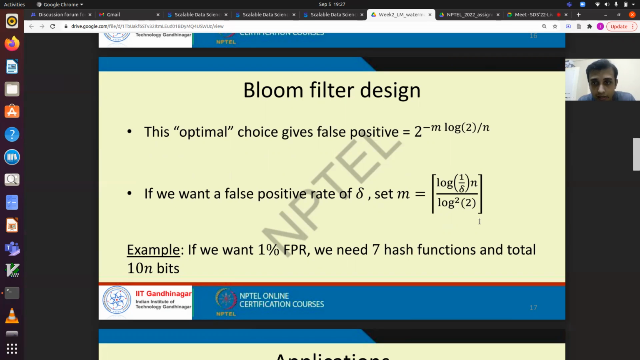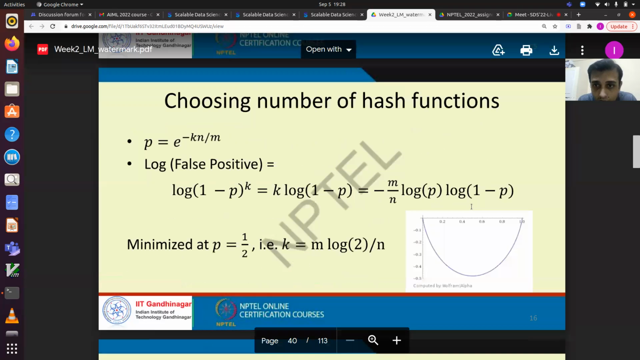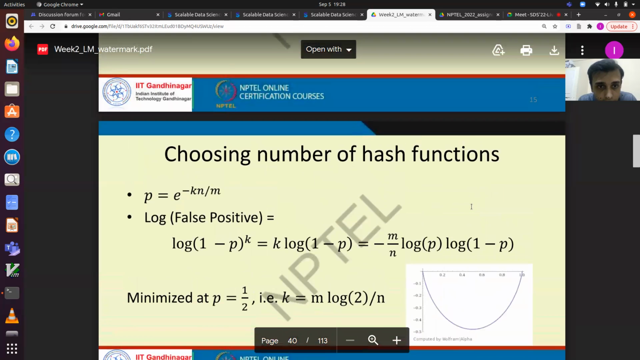Log of 100 is 2, sir. Log of 100 base, here see in the denominator, there is log of 2, right? Yes, sir. So that is basically log of 100 base 2. Sorry. So log square, sir. Log square. Yeah, sorry, mistake. This is 7 hash functions and a total of 10n bits. It is 10. So let's find the formula here.